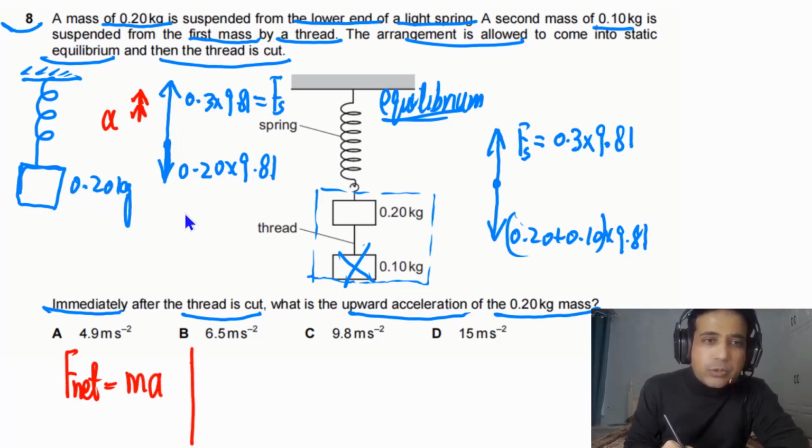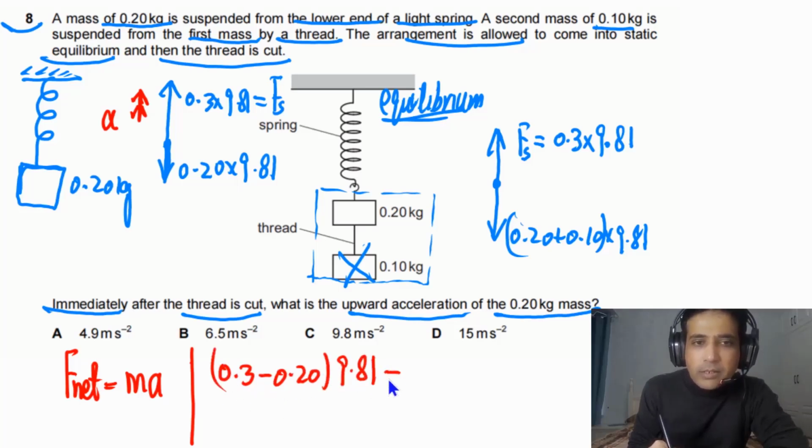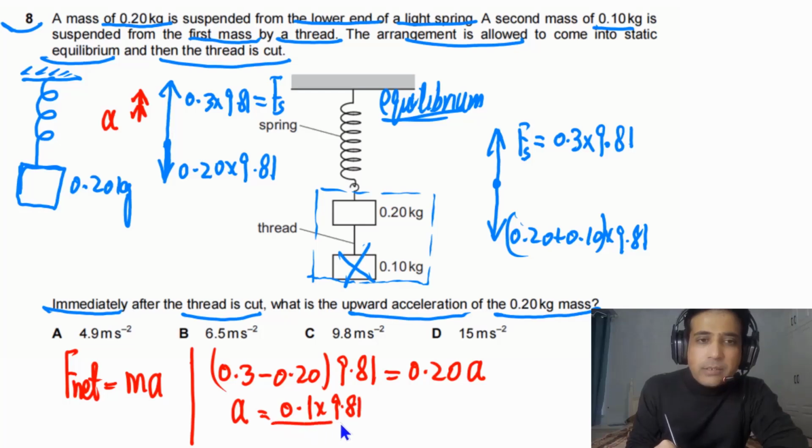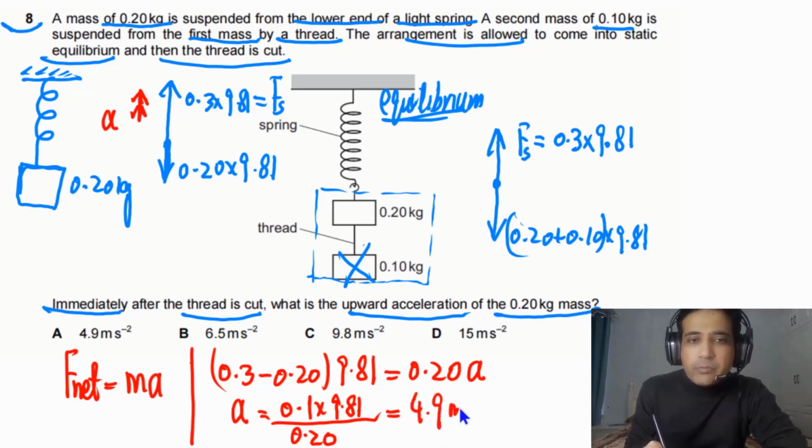So we can use this formula. Fnet will be equal to Fs minus this force. So Fnet is equal to (0.3 minus 0.20) times 9.81, and this is equal to the mass of the system, 0.20, times a, and from here we can find the value of a. So a will be equal to (0.3 minus 0.2), which is 0.1, times 9.81 divided by this mass, and the mass is 0.20. If we solve this, our final answer will be 4.9 meters per second squared. So this is how you can approach this problem in a beautiful way.